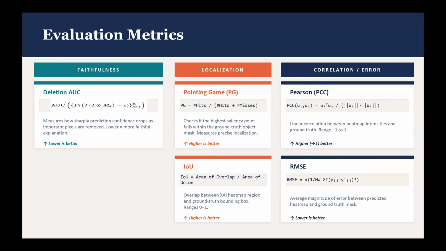Here are the evaluation metrics. First, we're going to evaluate faithfulness with deletion AUC. This one will measure how the prediction confidence drops when the most important pixels, the most deterministic pixels of the class, are removed. The lower it is, the better.